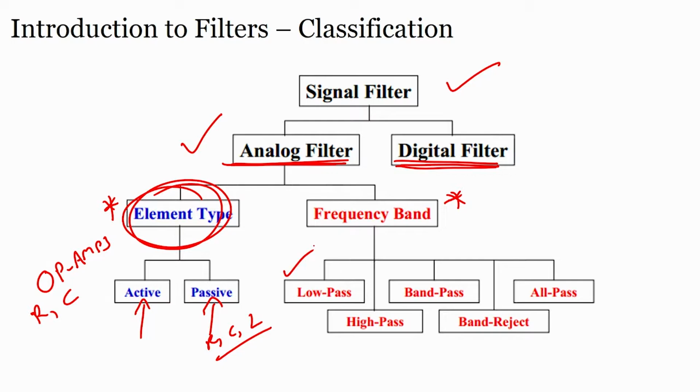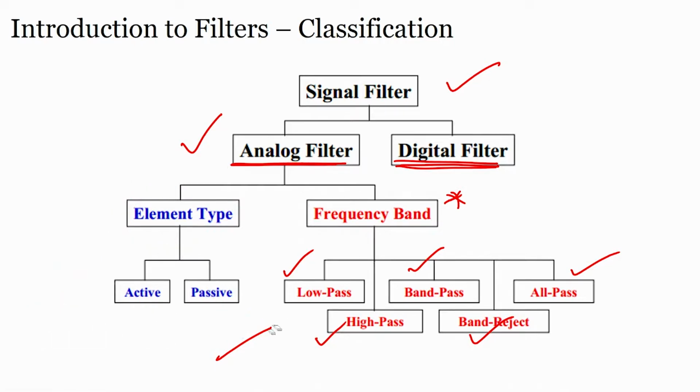If it allows the high frequency to pass, we will say high pass filter. If it allows a band of frequency to pass, we say band pass filter. If it allows only one particular band to reject, and the rest of the bands to pass, band reject filter. If it allows all the frequency to pass, all pass filter, right. Extremely easy to understand filters in this particular way, alright.